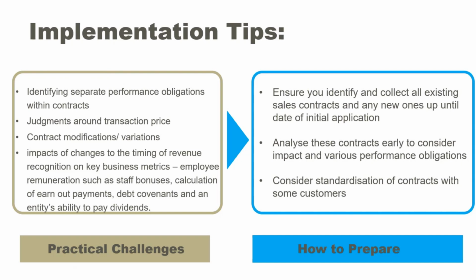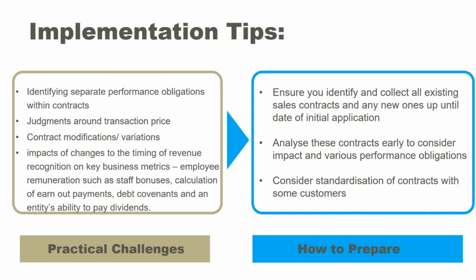Finally, it will be important to consider whether there is a change in the timing of revenue recognition, which might impact any key business metrics. So could this have an impact on any employee remuneration, such as bonuses? Could there be any impact on earnouts or any impact on debt covenants? So if your revenue point does change, just take that step back approach and think, are there any other wider implications of it?